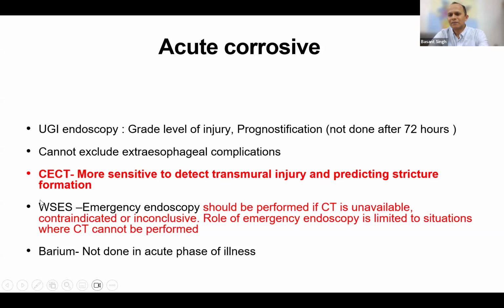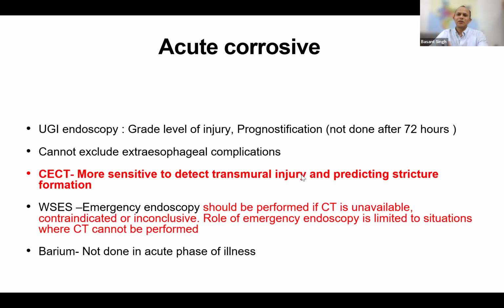This is a paper that the new book quotes: emergency endoscopy should be performed if CT is unavailable, contraindicated, or inconclusive. Suppose the patient has AKI, you don't want to do a CT scan. So the role of emergency endoscopy is limited to where CT cannot be performed. This is what your book also mentions: in an emergency, if given an option, do a CT scan, and endoscopy can be skipped if possible.